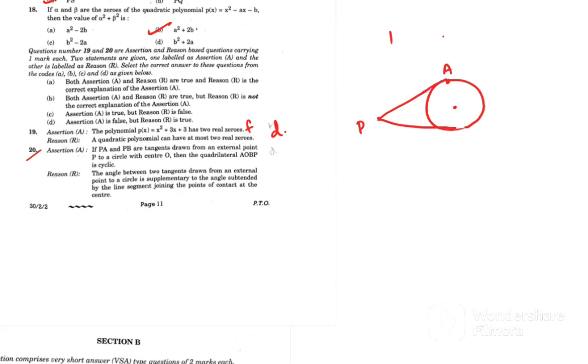So this tangent and the center O. When we join this, they are saying AOBP is a cyclic quadrilateral. But we clearly know that this is not a cyclic quadrilateral. A cyclic quadrilateral should be completely inside the circle, isn't it? So again, this is false.